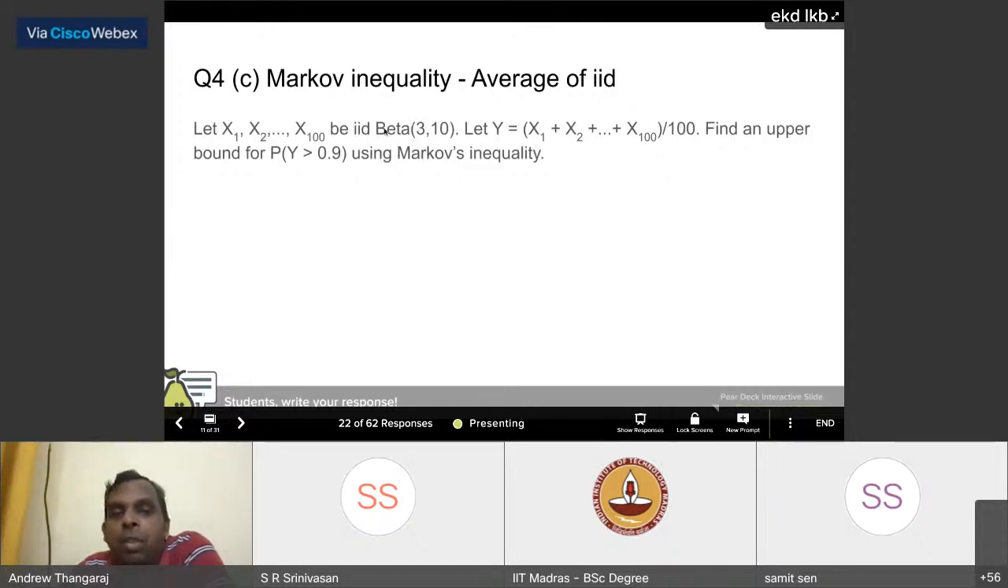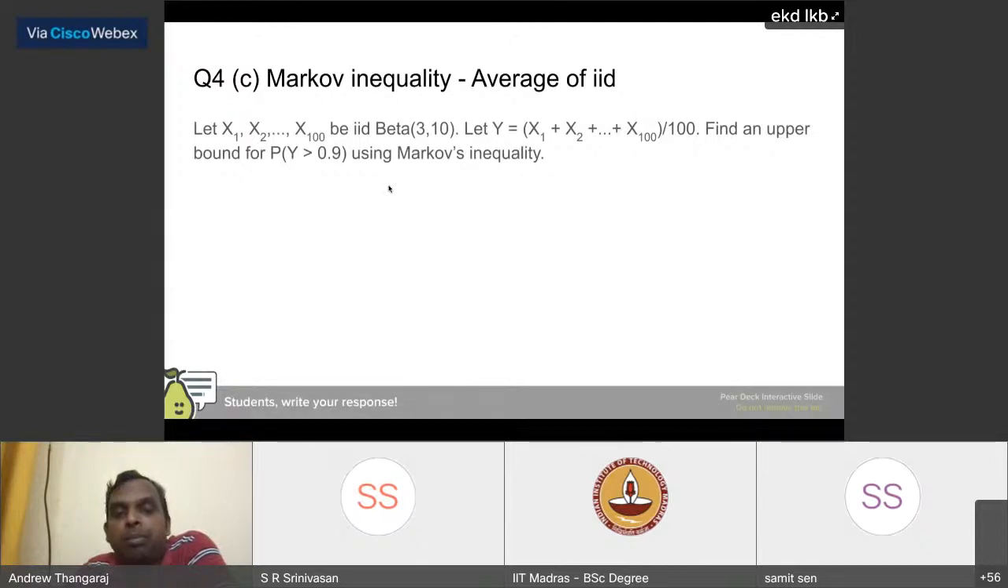Okay. Somebody commented that the beta distribution looks scary. Here are 100 of them and they're all getting added. So it's true that finding the distribution of y is a difficult exercise. It's not easy. However, you may really want to know whether y is going to be greater than 0.9. In that case, inequalities like Markov's inequality will really, really help you.